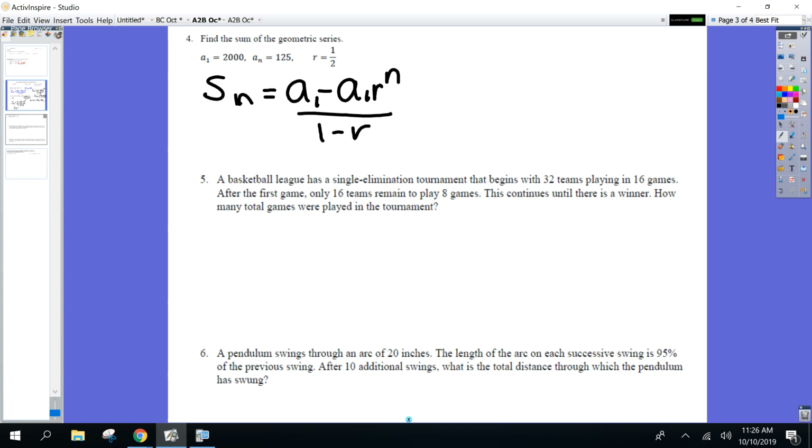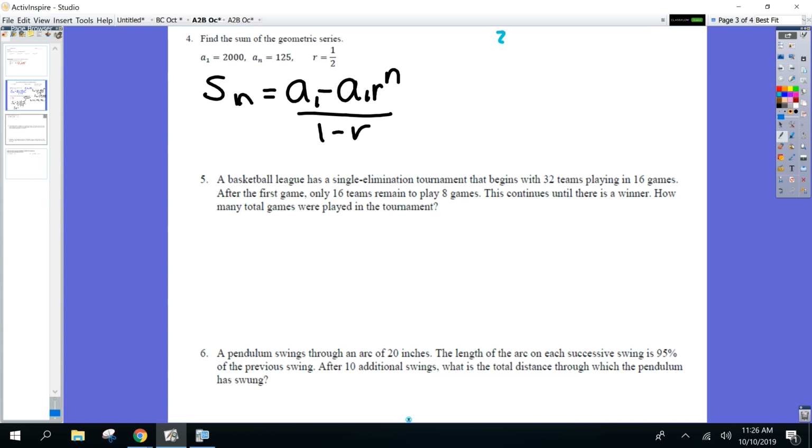Okay, so where can I find that value? Not going to be a big fan of this. It is what it is. What's this mean? First term is 2,000. What does a sub equals 125 mean? Any term, some term in this sequence, is 125. And you're multiplying by what? 1/2, right?